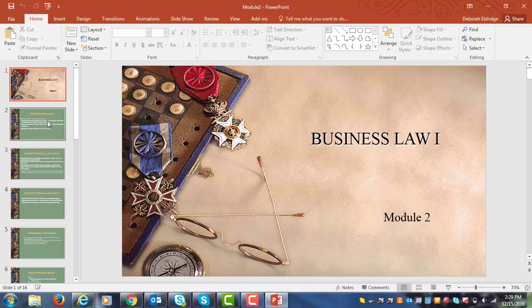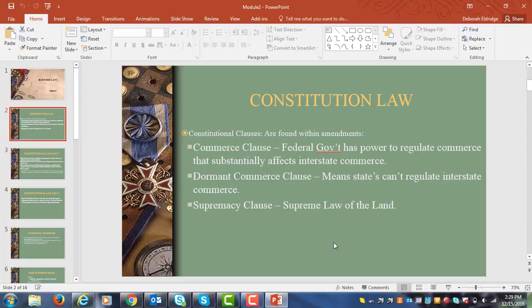So when we talk about constitutional law, we're talking about the Constitution of the United States. Obviously, every state has its own state constitution as well. But our Constitution, as I stated in Module 1, is the supreme law of the land. And under the Supremacy Clause, that means that no states in the United States or any of our provinces or territories can make any laws that would violate our rights under the U.S. Constitution.